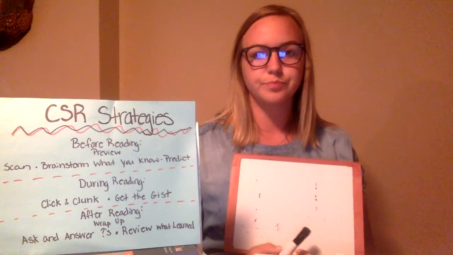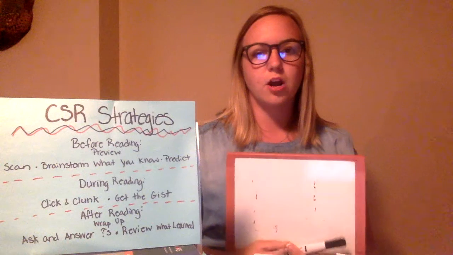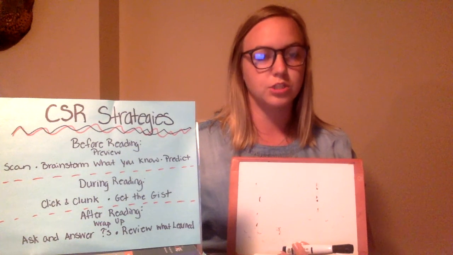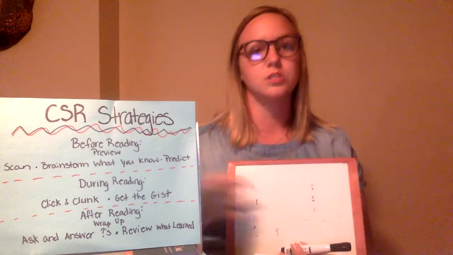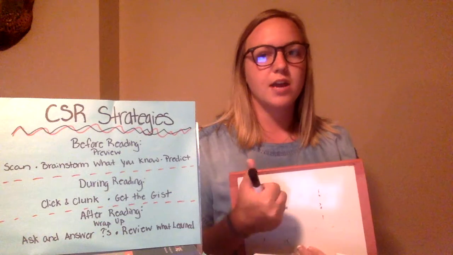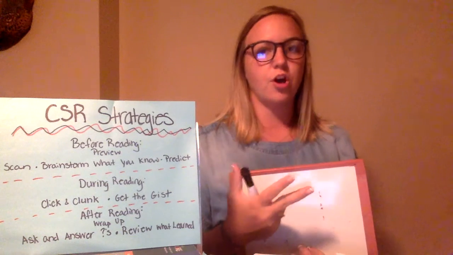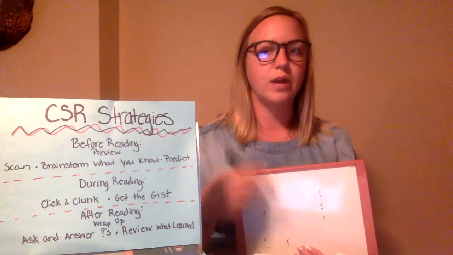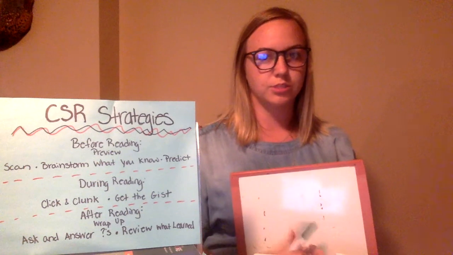We want to make sure that our questions reflect the 3 different types of the QAR: question, answer, response, like the right there, think and search, and author and me. We want to have at least 3 questions, one of each of those categories of questions.